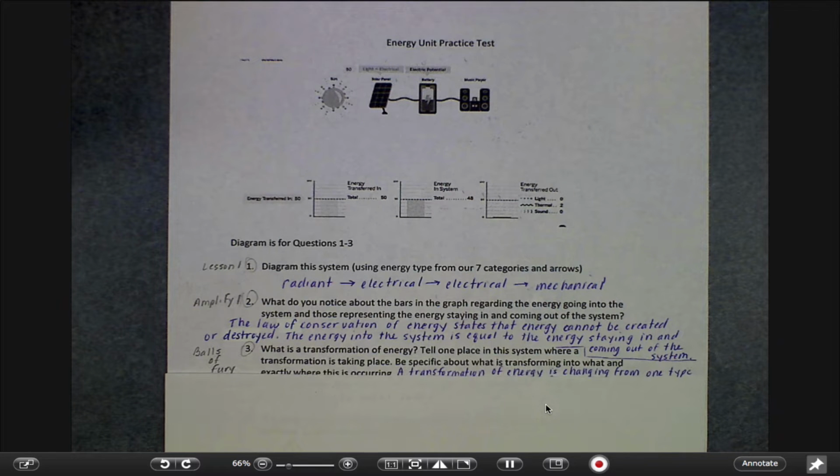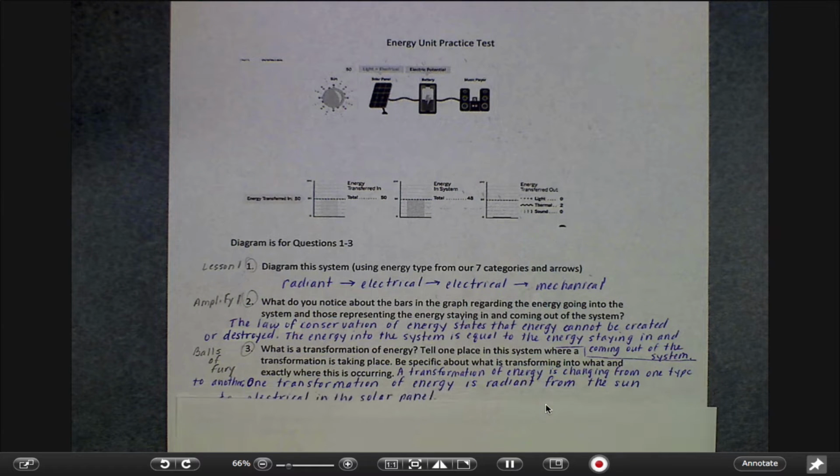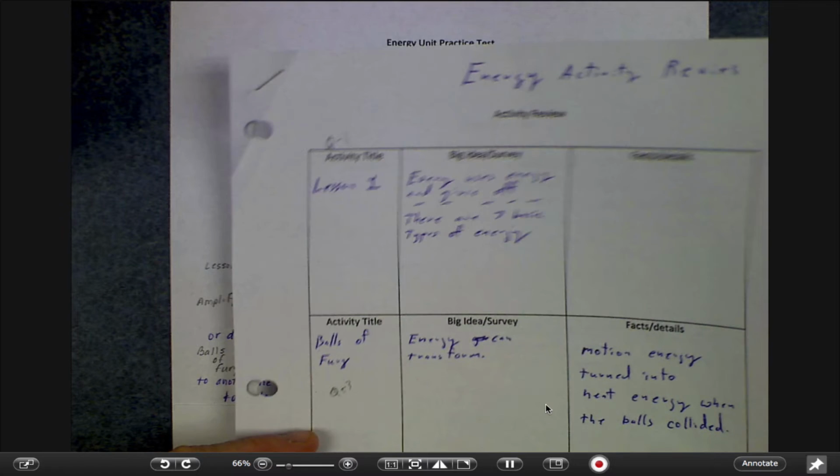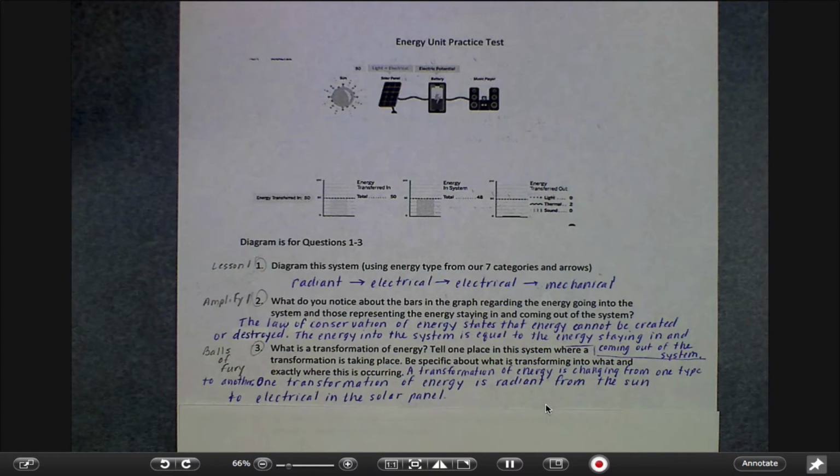Next, what is a transformation of energy? Tell one place in this system where a transformation is taking place. Be specific about what's transforming into what and exactly where it is occurring. Well, the first one we just need to say a transformation of energy is when one type of energy turns into another. And we got this when we did balls of fury. We had motion energy turn into heat energy that burned the hole in the paper.